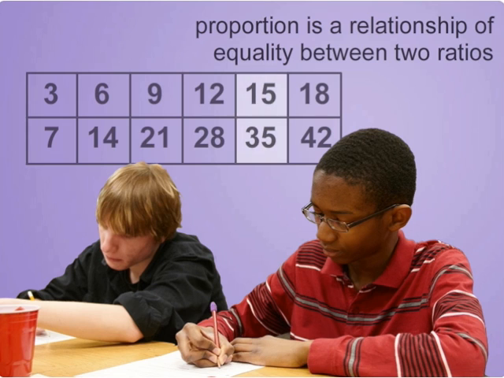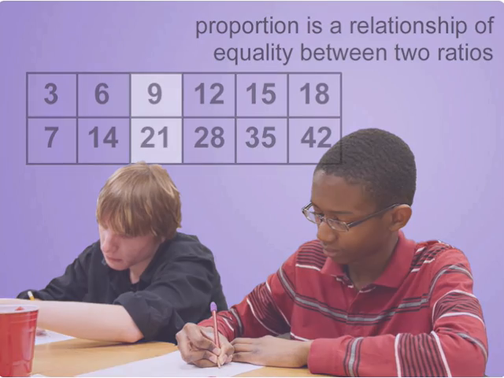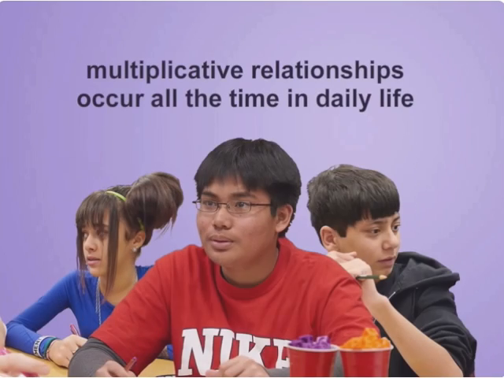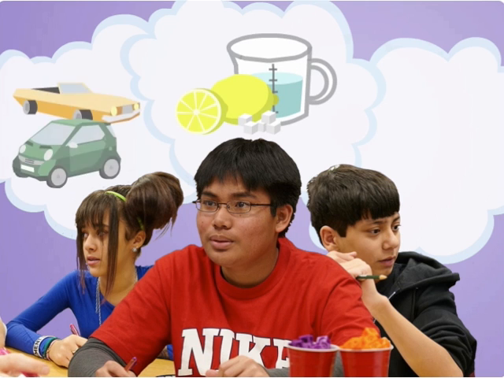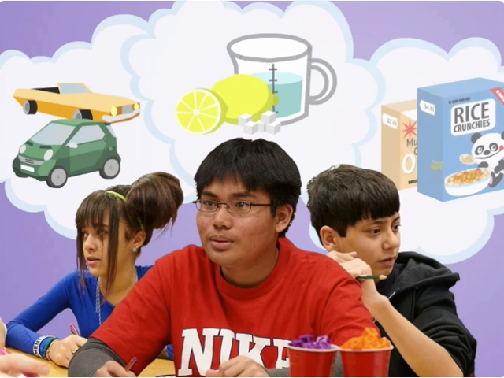In a proportion, the ratio of two quantities stays constant while the values of the quantities change. Fortunately, multiplicative relationships occur all the time in daily life, and most students have an intuitive understanding of how to answer questions about them. How can you adjust this recipe to serve more people? Which car gets better mileage? Which of these is the best buy?